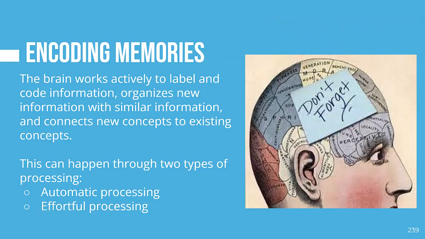As a person pays attention, the brain also works actively to label and code the information, organizes new information with similar information, and connects new concepts to existing concepts. This can happen through two types of processing. Automatic processing encodes details like time, space, frequency, and the meaning of words. This is usually done without conscious awareness, like remembering the last time you watched a Psych 101 with Torres video.